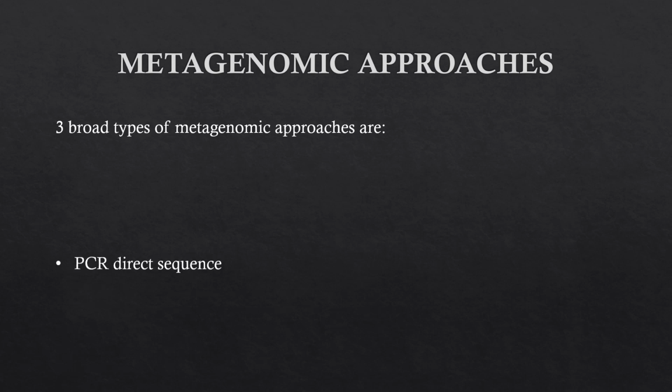Three broad types of metagenomic approaches are PCR direct sequencing, whole genome shotgun, and 16S RNA sequencing. Normally in sequencing reactions, one primer is used, so only one strand is copied. But in the case of the PCR direct sequencing method, two primers are used so that two strands are copied.